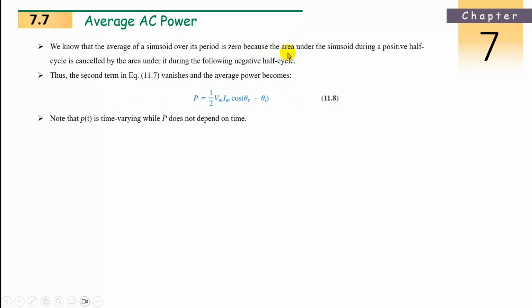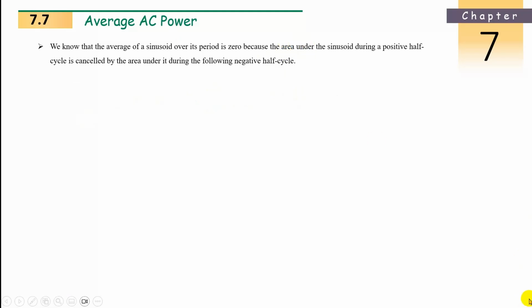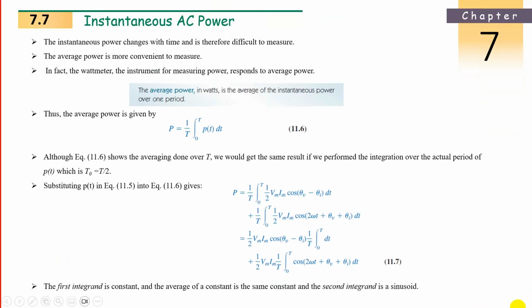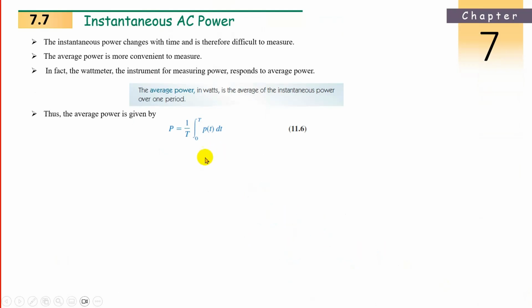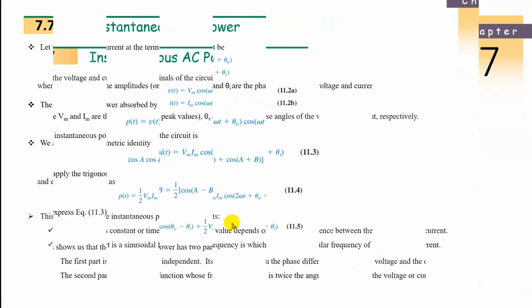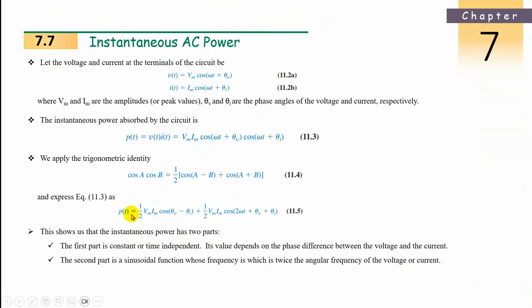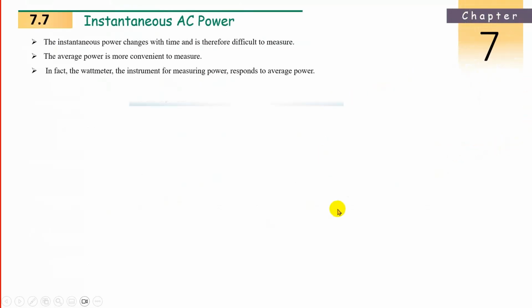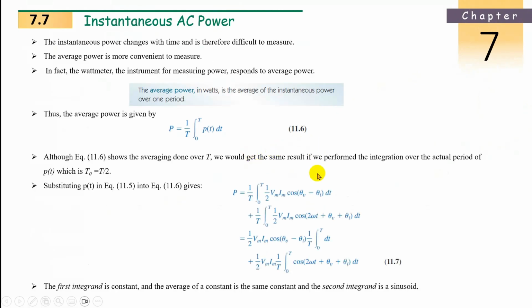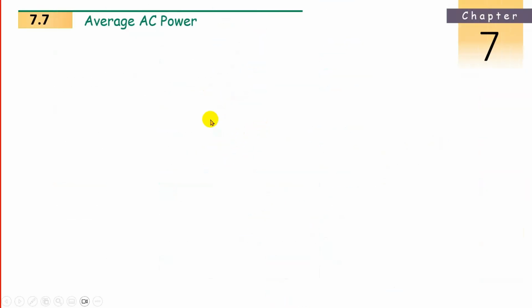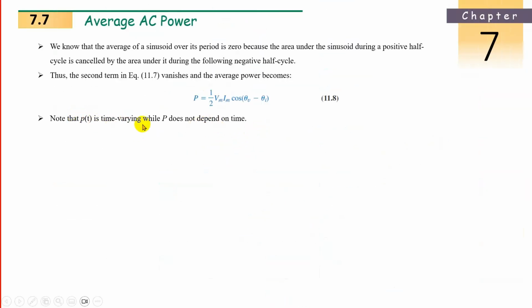The name itself tells. Previously, check the previous equation, p(t). Now we are cancelling out this one, then only this remains. So I am changing this p(t) to capital P, because I already integrated and the positive part and negative part cancel out. So only P remains. p(t) is the instantaneous power, capital P is the average power. These two names you have to remember. Note p(t) is time varying.